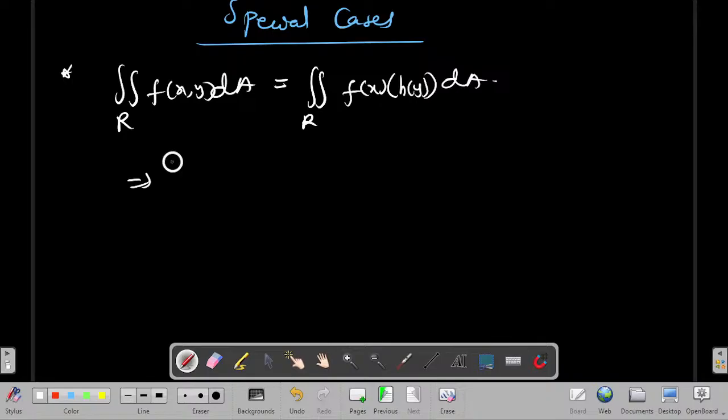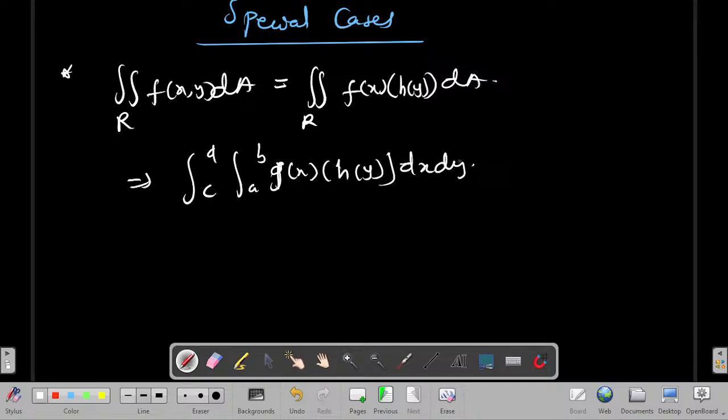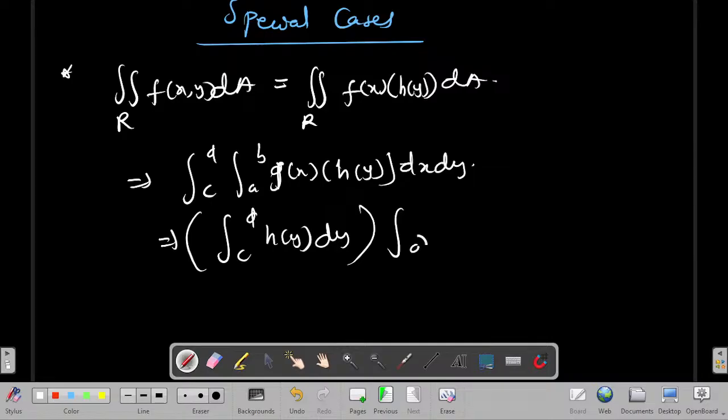How would it be? Let me write it as the integral from c to d, integral from a to b of the function g of x multiplying h of y, dx dy. This is the same as having the integral from c to d, which is for my y, of h of y dy, times the integral from a to b of g of x dx. As simple as that, and your answer will be perfectly right.